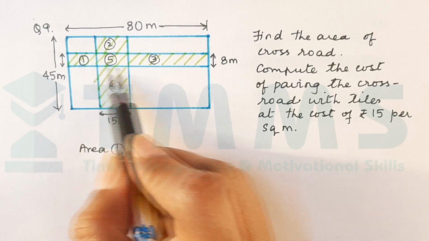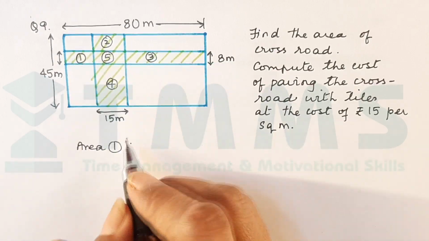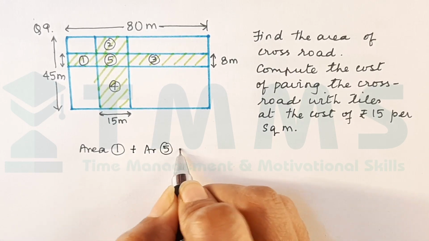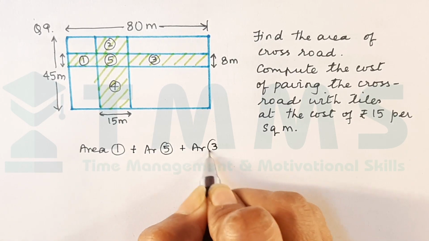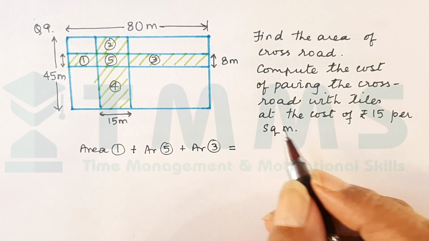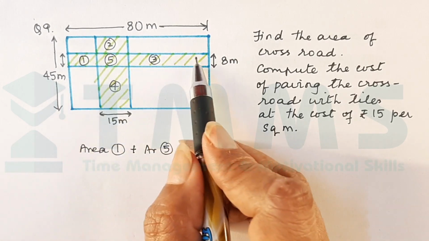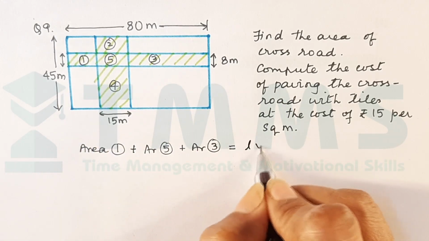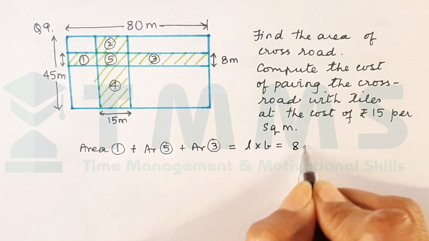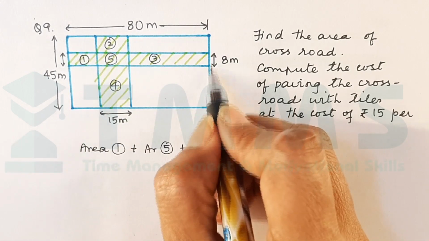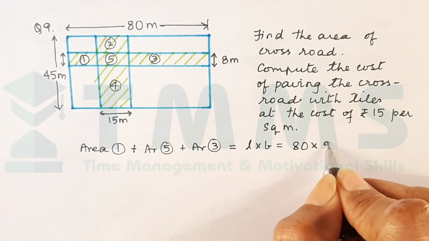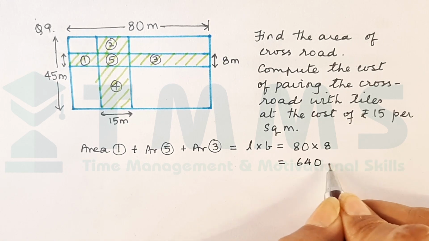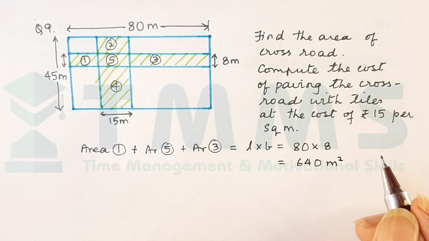So if you look at this part over here, it is area 1 plus area 5 plus area 3. And that is going to be equal to the length multiplied by breadth. How much is the length over here? 80. And how much is the breadth? It is 8. And so that gives us 8 eights are 64, so 640 meters square.